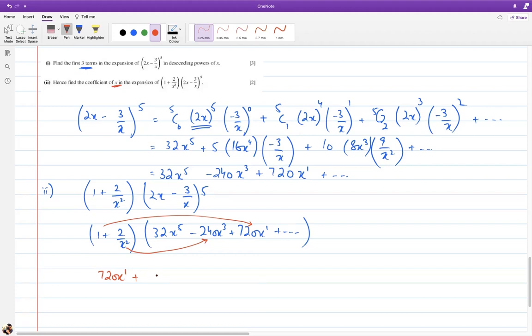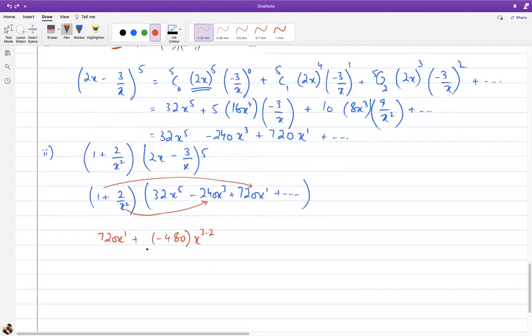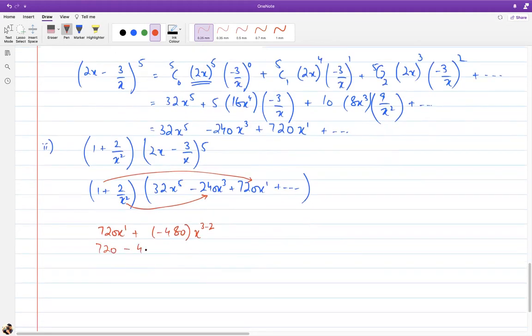We'll get 2 times minus 240 is going to be minus 480 x to the power 3 minus 2. So that is 1. कोई और है क्या इसको इससे करके आता है power 1? नहीं आता. Power minus 1 आता है ना? Right? Yes, yes. So these are the only terms that will give us what we are looking for.